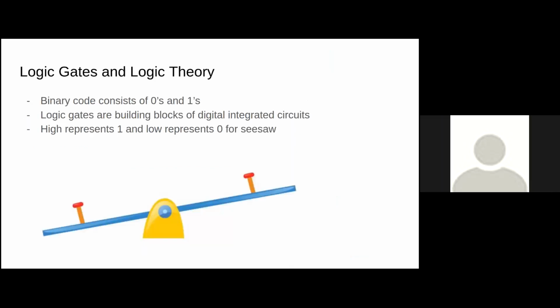Alrighty. So our goal of this project was trying to design logic gates using seesaws, sticks representing the seesaws, where the high represented 1 and low represented 0. So binary code consists of zeros and ones, typically corresponding to voltage. 0 would represent 0 voltage, 1 would typically represent 5 volts.